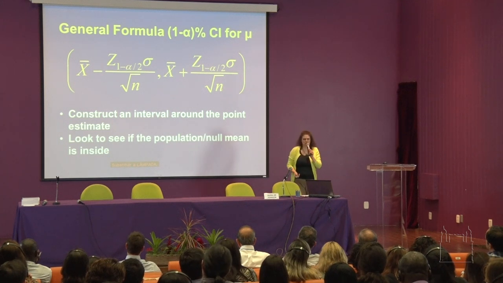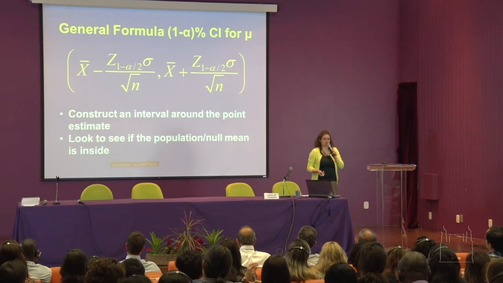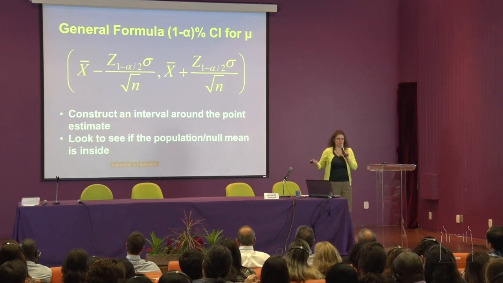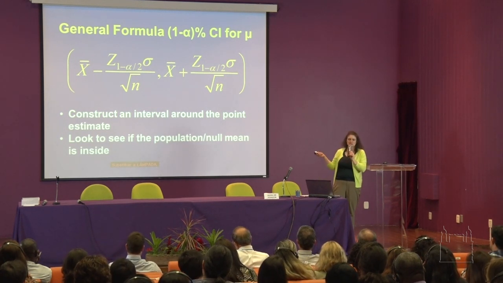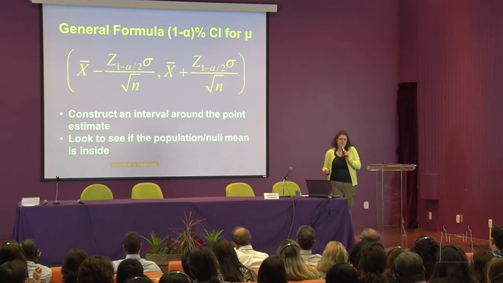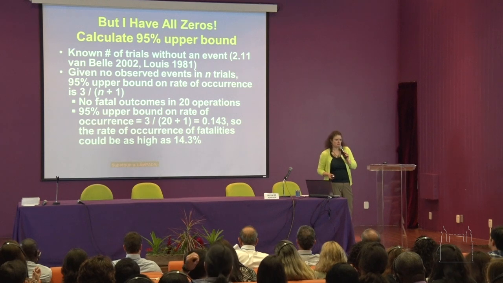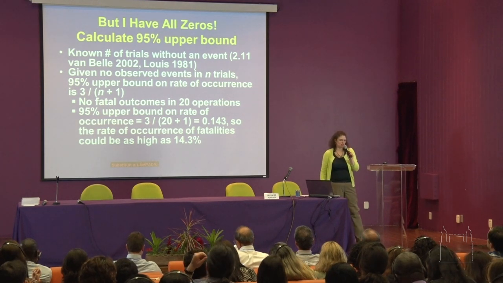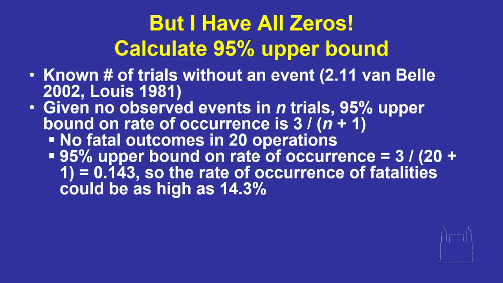Basically, you are constructing an interval around a point estimate, and you're trying to see if this null or population estimate, in this case of the mean, is inside of it. So most of the formulas look similar. There are a few interesting examples I'll give folks that come up in my life.